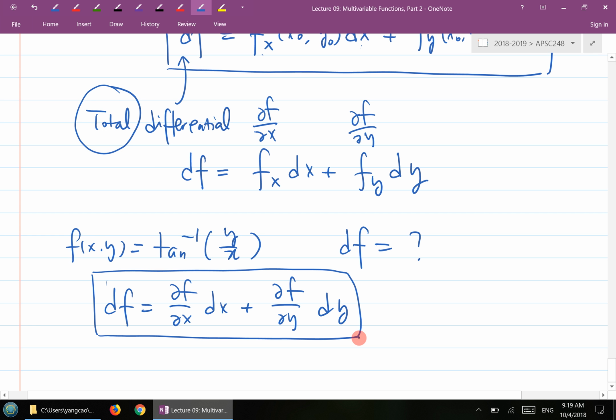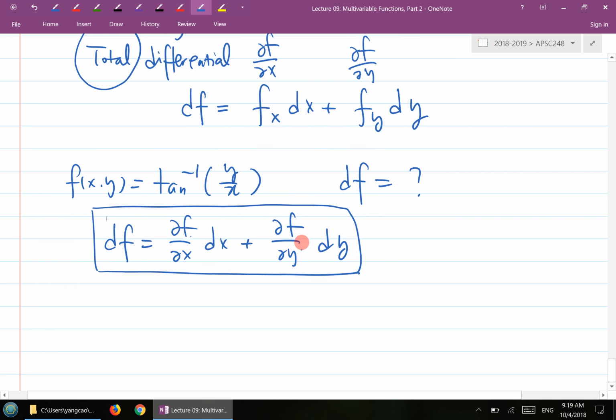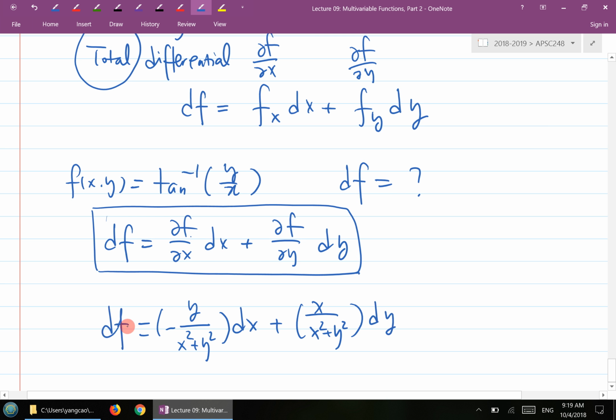So don't reinvent the wheel. You cannot have any other format different from this total differential definition. If I ask you what's the total differential of a given function, this is the first thing that you need to write down. So partial f over partial x, partial f over partial y, we have calculated in the previous example, which is basically these two terms. That's it. If the question asks for the total differential of that function, you stop right here.